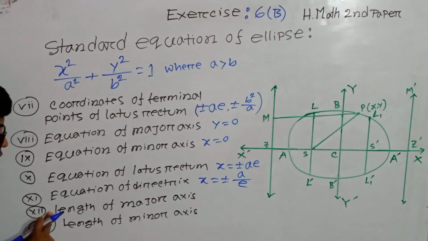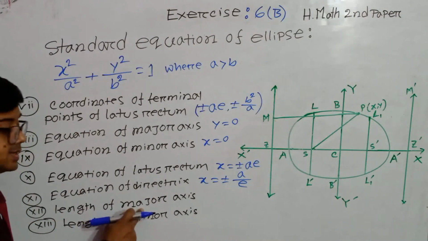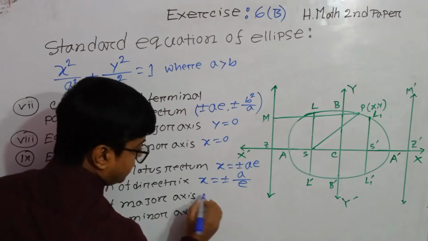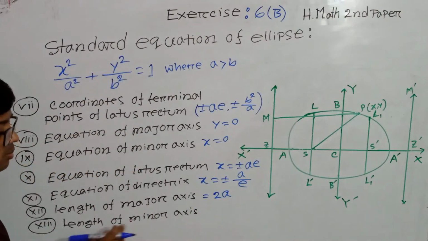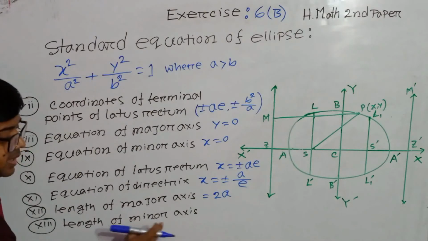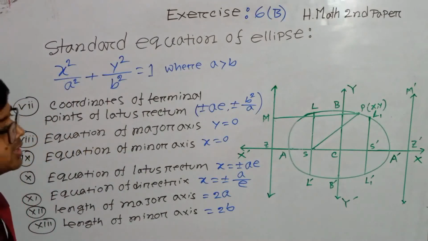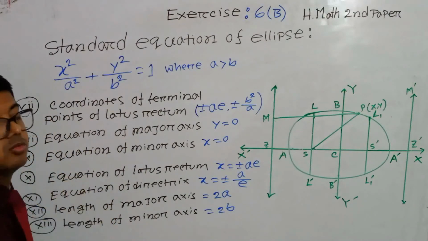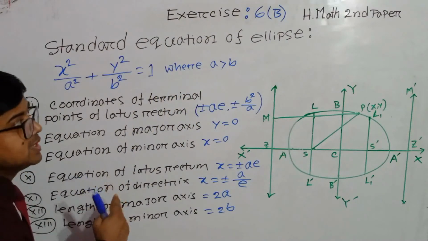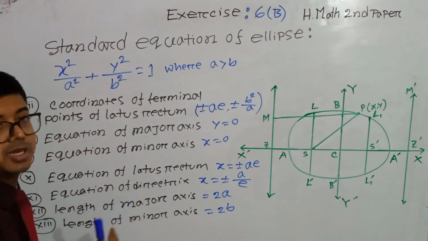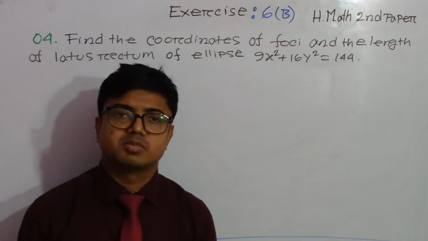And formula number 12, length of major axis: it will be 2a, and length of minor axis: it will be 2b. Dear students, these are very important formulas for ellipse, and they are very helpful for our mathematical problems. Now we can solve some mathematical problems.